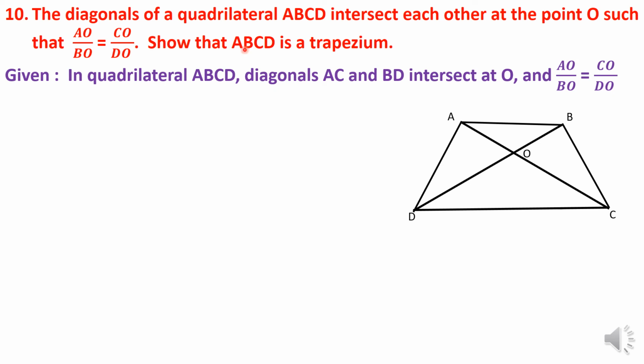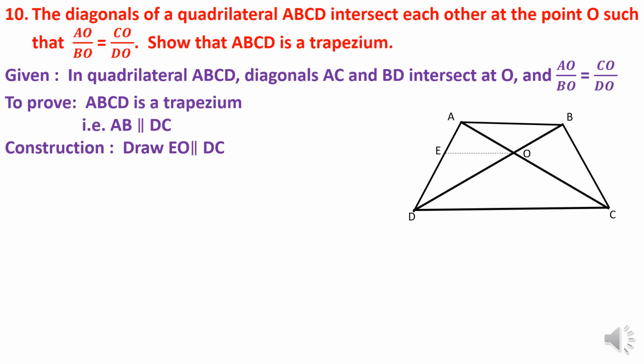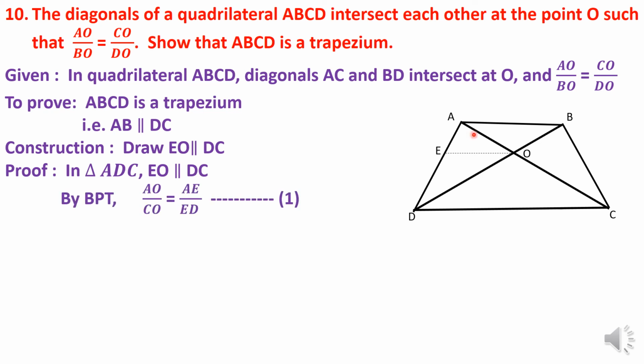What is to be proved is ABCD is a trapezium. A trapezium has one pair of opposite sides parallel. So, AB parallel to DC is to be proved. Construction. Draw EO parallel to DC. Now consider the triangle ADC in which EO is parallel to DC. By BPT, AO upon CO is equal to AE upon ED. Consider this as equation 1.